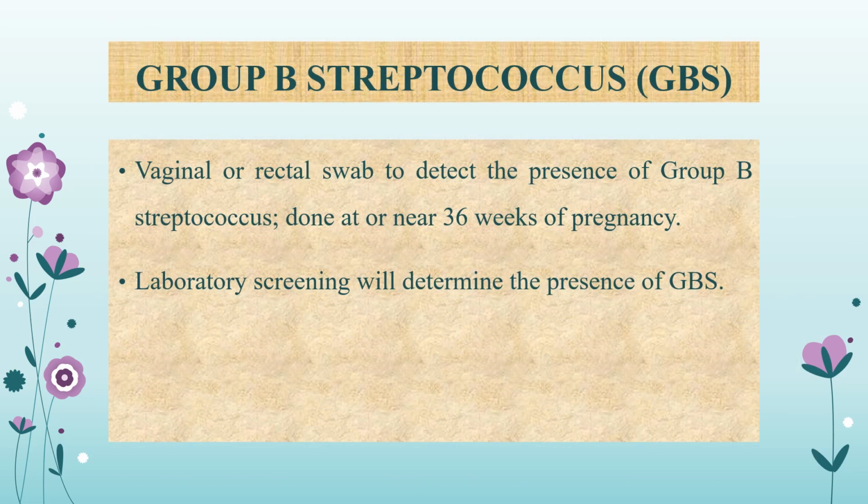The next test is group B streptococcus. This test we do around 36 weeks of gestation. We take a vaginal or rectal swab to detect the presence of group B streptococcus, and then laboratory screening will determine the presence of GBS, and if GBS is present, then we need to give treatment for that. Antibiotic treatment is given.